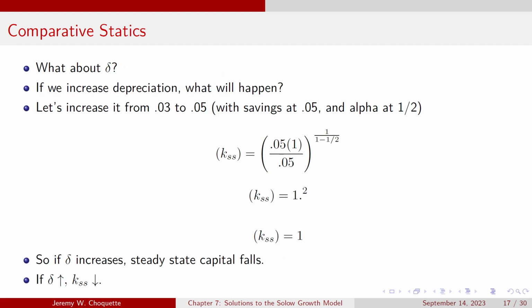So what about delta? If I increase depreciation, what happens? Well, let's increase depreciation from 0.03 to 0.05 with savings at 0.05 and alpha at 1/2. Well, I plug everything in, I evaluate it, and I get K_SS equals 1.